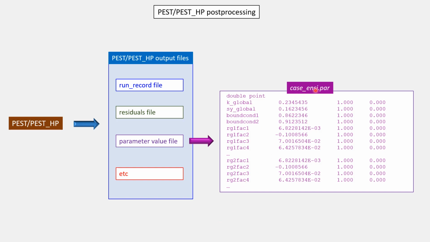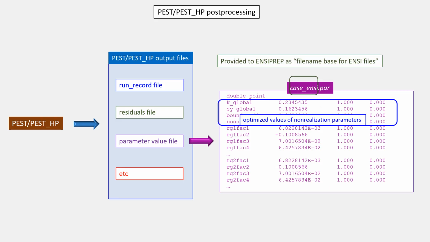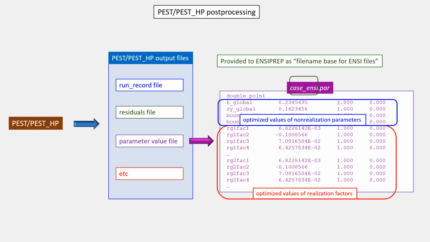It's named after the PEST control file, in this case case_ensi.par, named after case_ensi.pst. Here are the optimized values for global parameters, non-realization parameters. Here are the optimized values for realization factor parameters. Unfortunately, that's not of much use to us. What we really want is the optimized values for native model parameters.